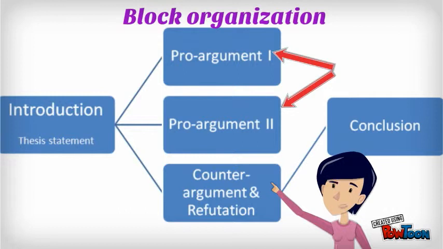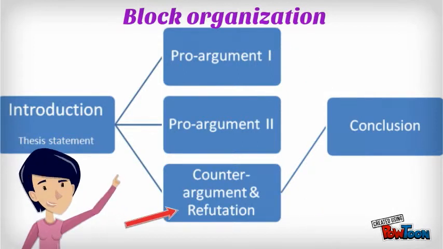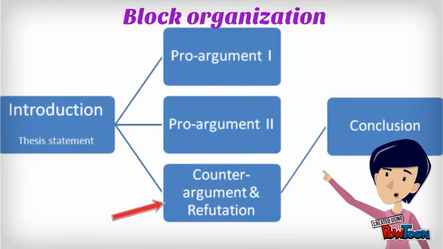The third body paragraph is a bit different. You start with the counter-argument, which is the opponent's point of view. This is done to show that you are an objective person and that you anticipate what other people may be thinking of. After you introduce the opponent's point of view, you have to refute it. This means you have to prove it is incorrect, irrelevant, and not powerful enough.